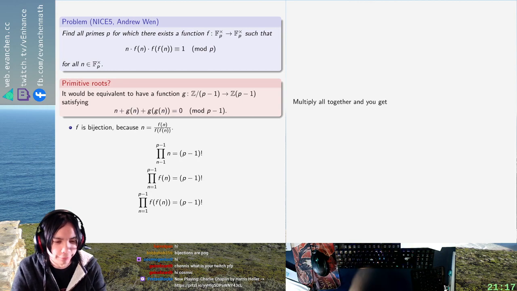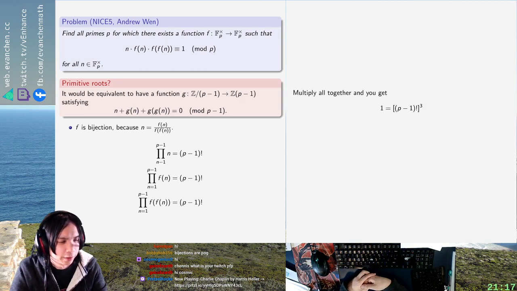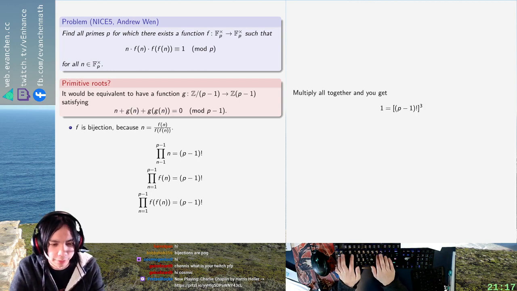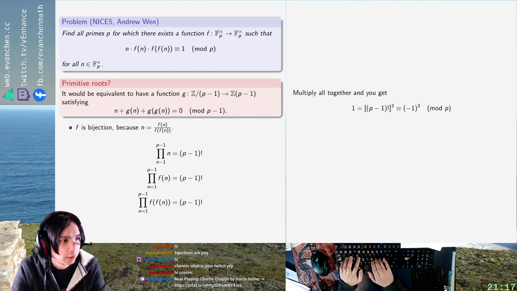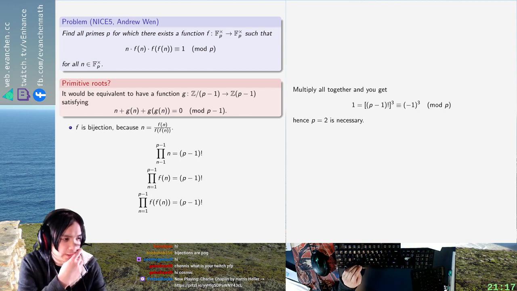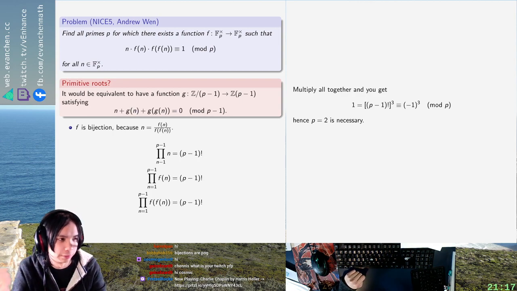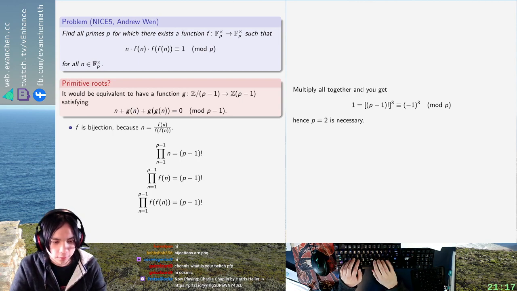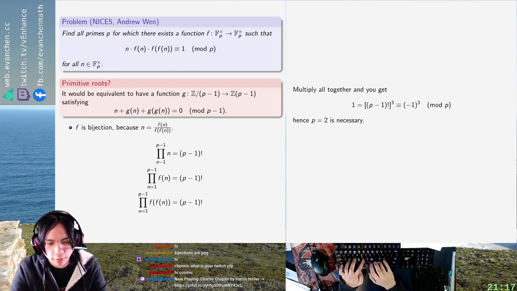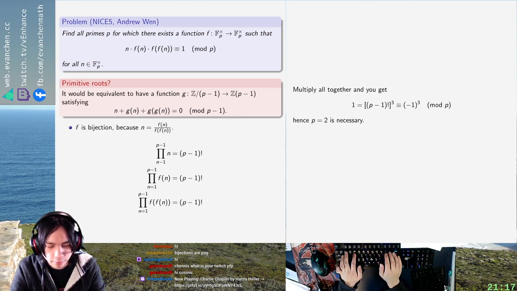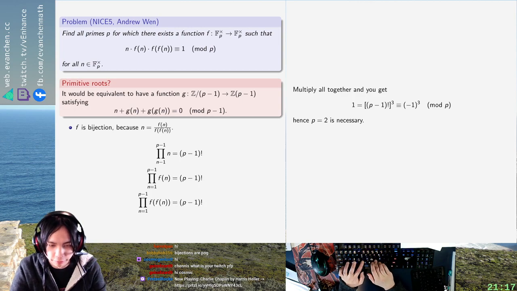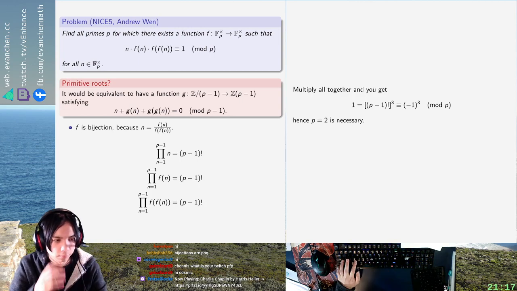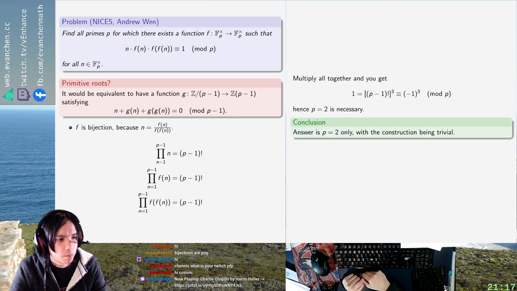However, there's a theorem called Wilson's theorem. Wilson's theorem says that p minus 1 factorial is minus 1. Hence p equals 2 is necessary. It's also sufficient because F_2 cross has only one element, so there's only one function and it will work. So the conclusion is the answer is p equals 2 only, with the construction being trivial. So that's all of problem 5.